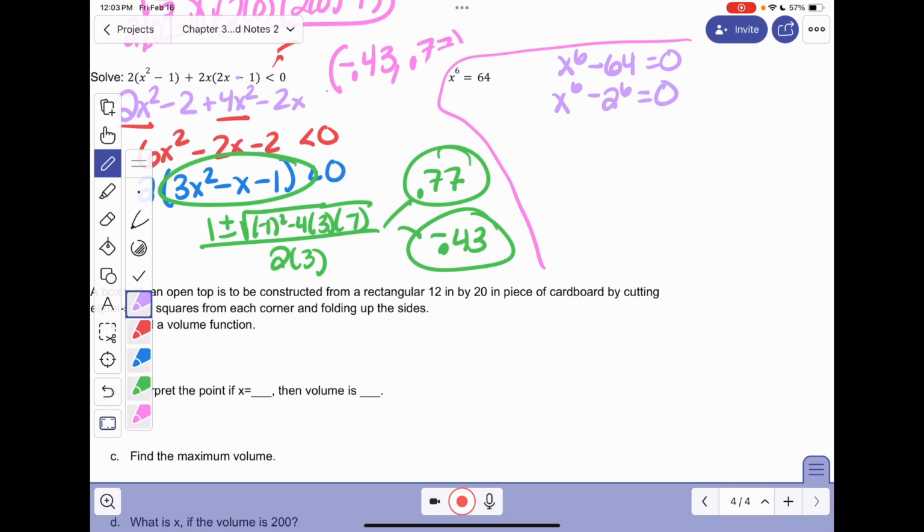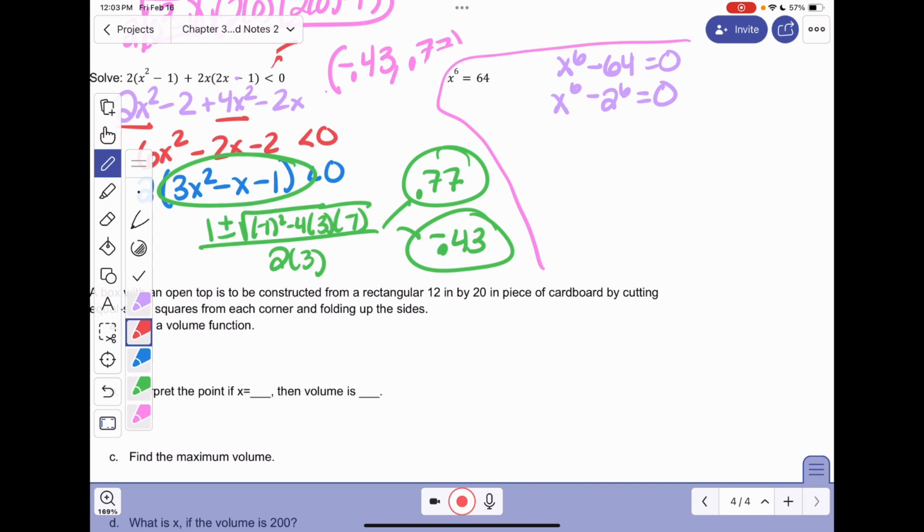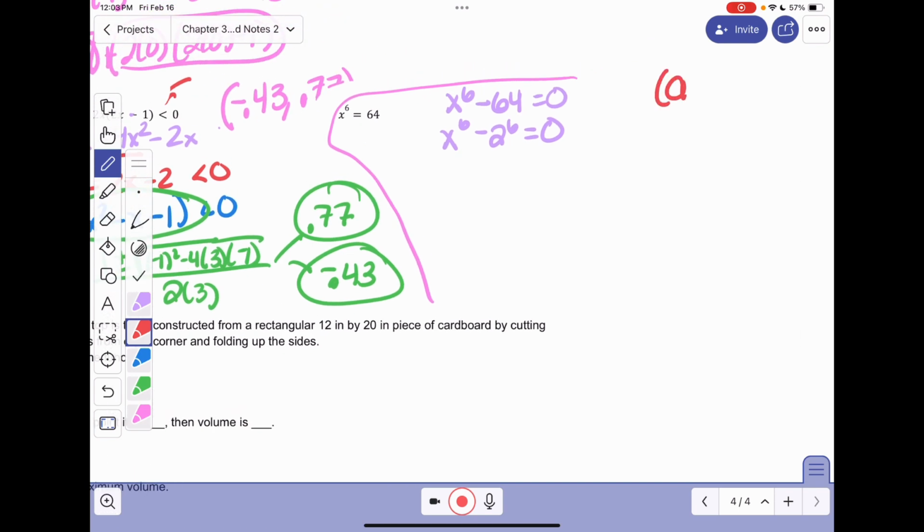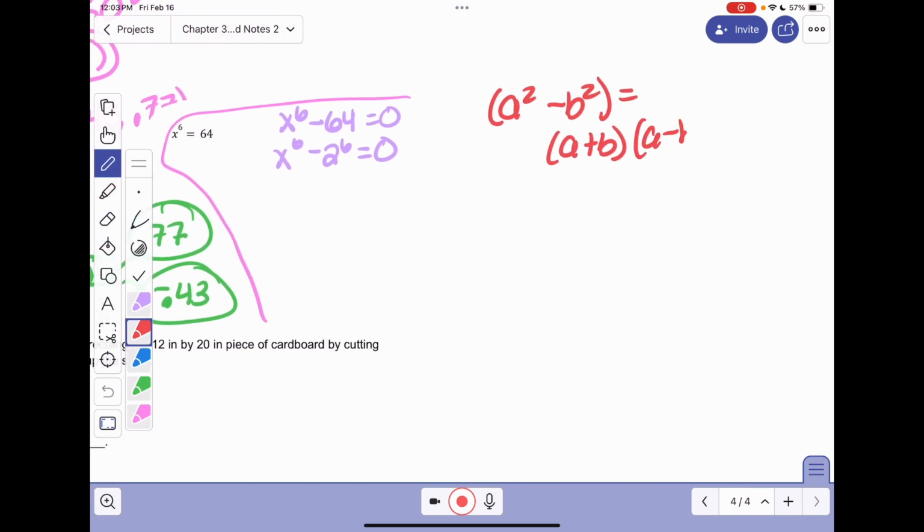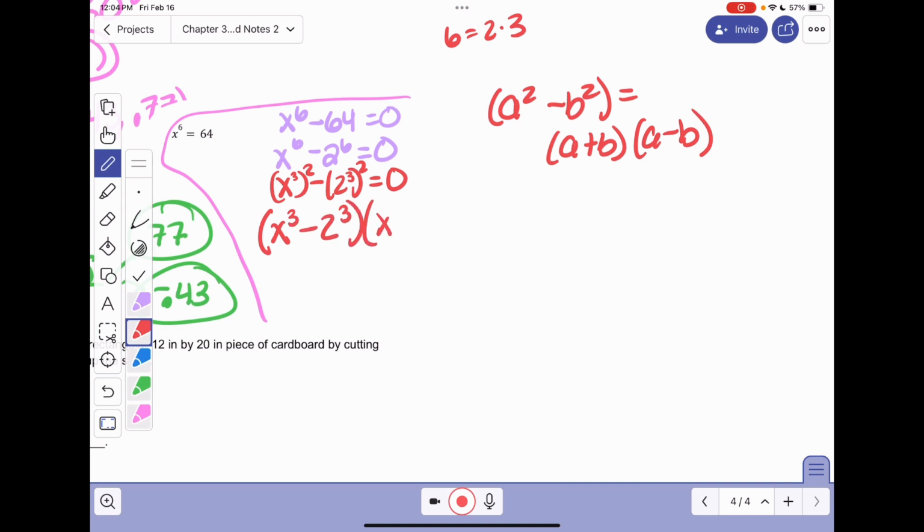And we can use the rule for difference of squares. Difference of squares is when you have a squared minus b squared. You can break that into a plus b times a minus b. So 6 is the same as 2 times 3. So essentially we're saying x cubed squared minus 2 cubed squared. So I can rewrite that as x cubed minus 2 cubed and x cubed plus 2 cubed.